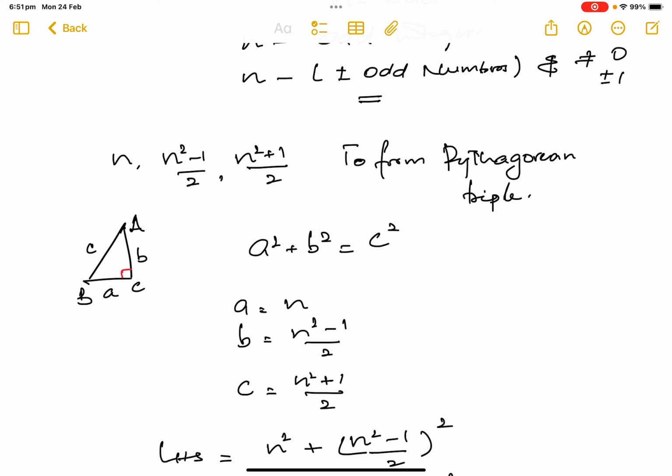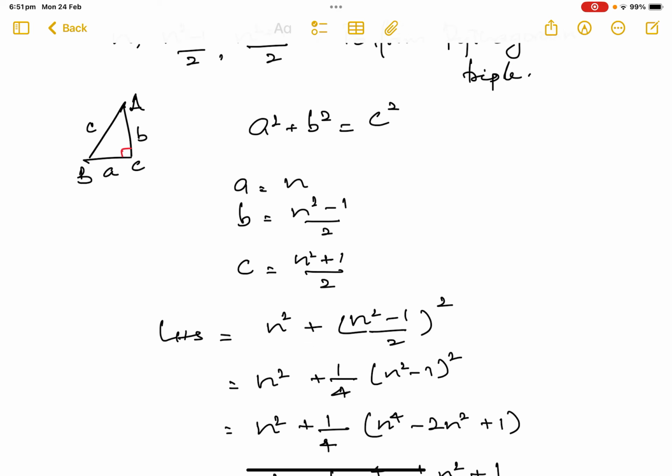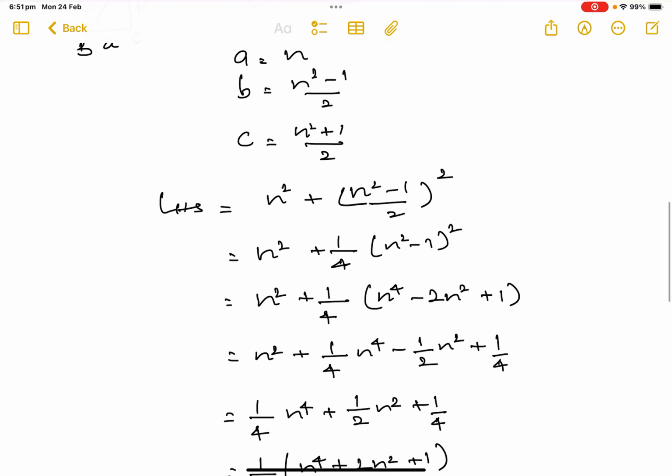But before that, a squared plus b squared equals c squared. So I just put a little right angle triangle, ABC. The side opposite to A is a, opposite to B is b, opposite to C is c. And Pythagoras theorem says, the formula, a squared plus b squared equals c squared. So a equals n, b equals (n squared minus 1) over 2, and c equals (n squared plus 1) over 2.